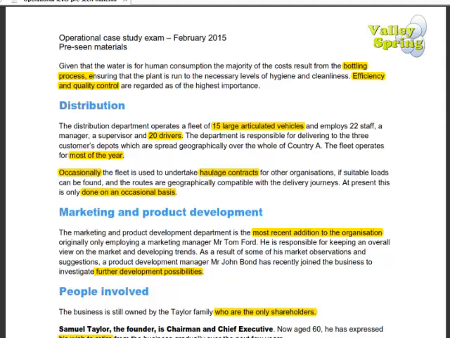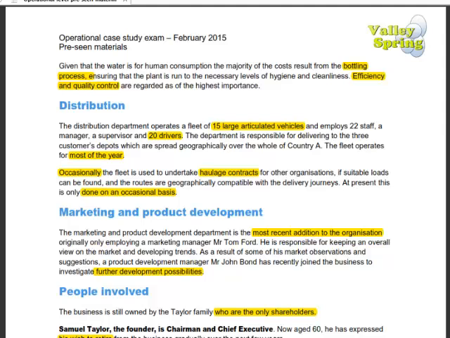The words efficiency and quality control ought to be of interest to a management accountant. We've got a distribution network, so when we're looking at the organization, there's a manufacturing process, but also we've got a distribution department. So here we have an element of an organization, and there are 15 large articulated vehicles and 20 drivers. I don't know whether it's relevant that there's a difference in the number of drivers than the vehicles. The department is responsible for delivering to the 3 depots.